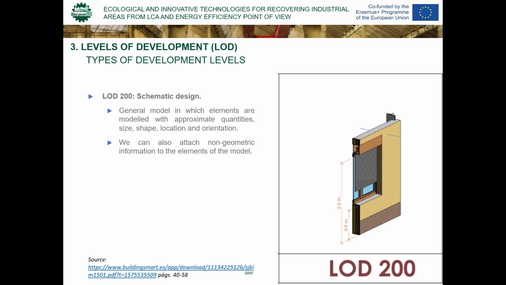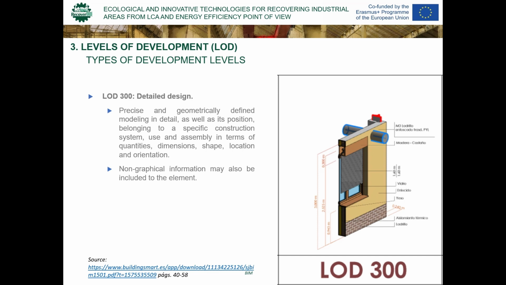LOD 200, schematic design. General model in which elements are modeled with approximate quantities, size, shape, location and orientation. We can also attach non-geometric information to the elements of the model. LOD 300, detailed design. Precise and geometrically defined modeling in detail, as well as its position, belonging to a specific construction system, use and assembly in terms of quantities, dimensions, shape, location and orientation. Non-graphical information may also be included to the element.